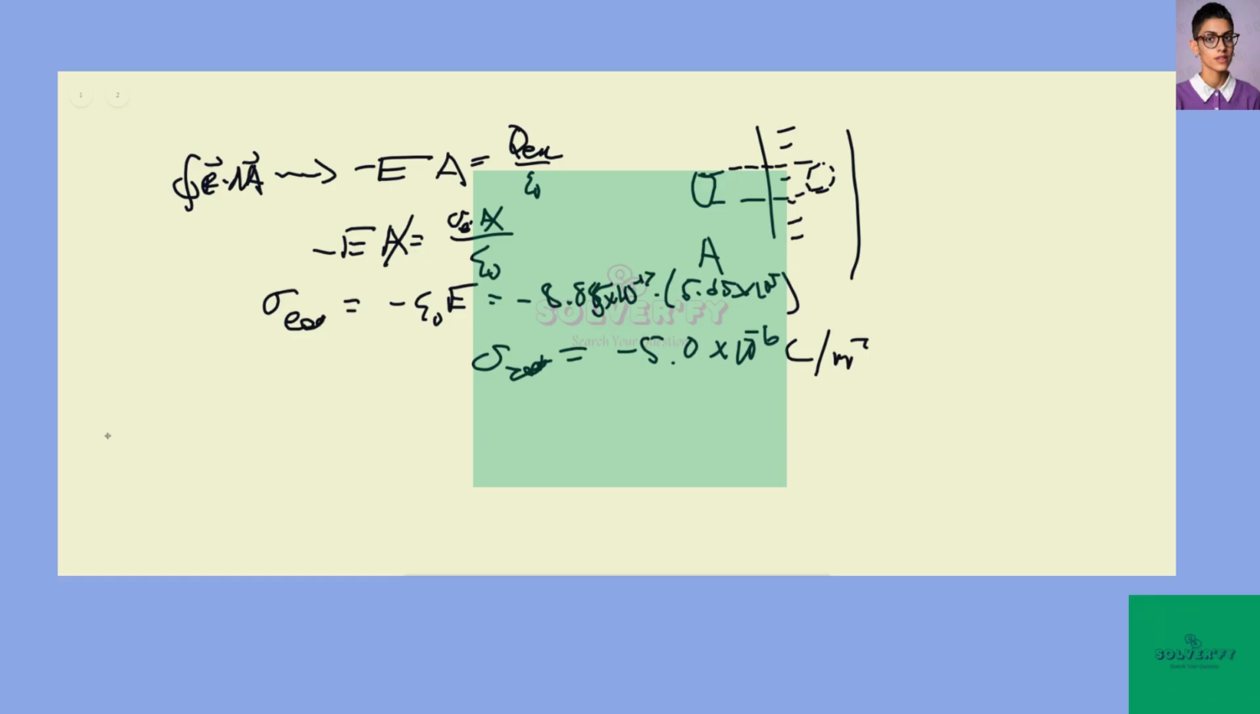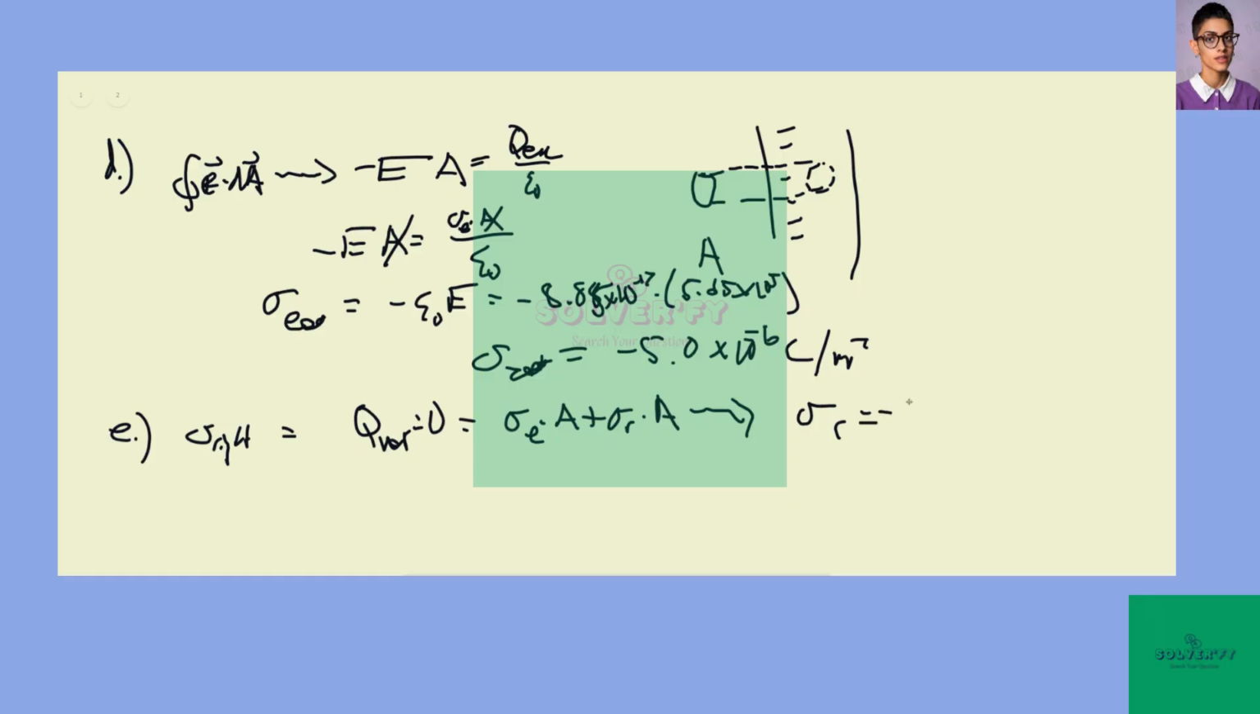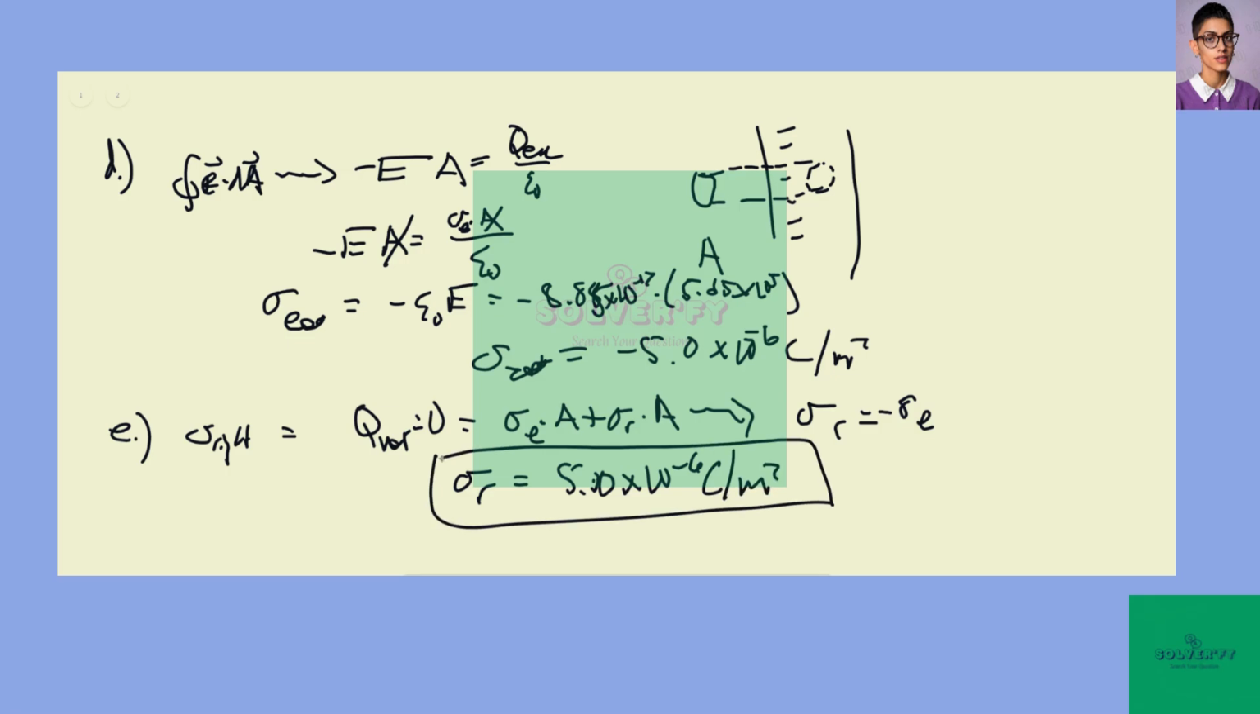And now for part E, this was part D. For part E, we want to figure out what sigma right is. We know that Q net is 0, and this equals sigma left times the area plus sigma right times the area. The only way we can get this equal to 0 with positive areas is if sigma right equals negative sigma left. So that means sigma right is positive 5.0 times 10 to the negative 6 coulombs per meter squared. Awesome.